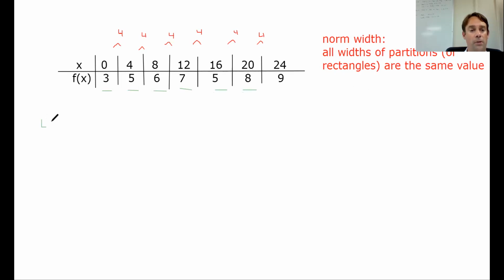So the left sum, 4 times 3, plus 4 times 5, plus 4 times 6, 4 times 7, 4 times 5, and 4 times 8.